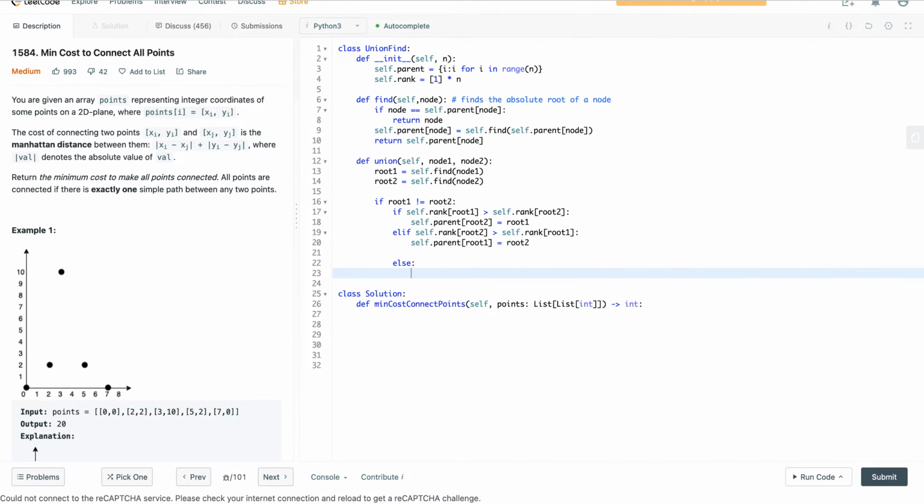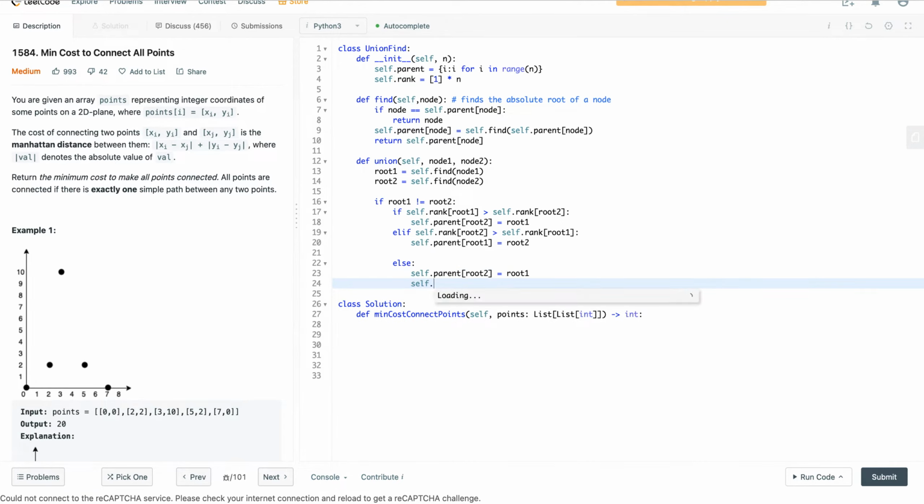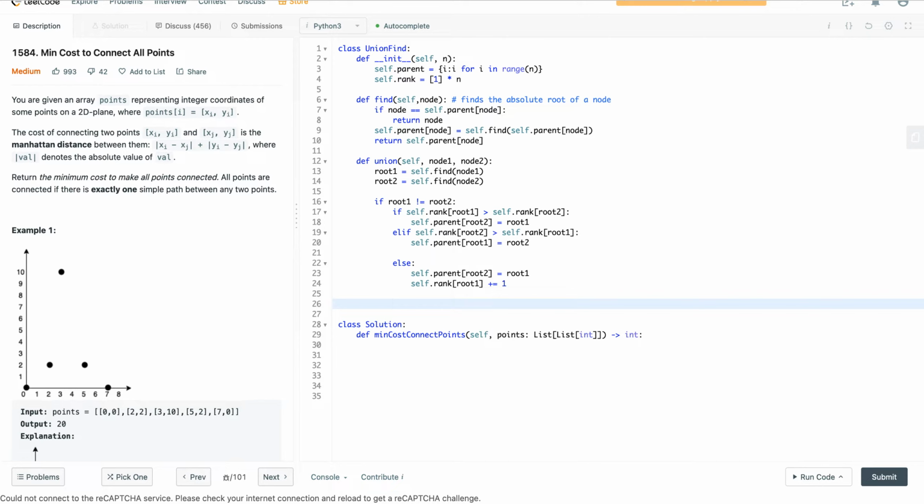And then else if they're equal, it doesn't really matter which one we merge into the other. We're just going to default it to self.parent[root2] = root1. And then we have to increase the rank of root1 here: self.rank[root1] += 1. And then here we finished our union function.